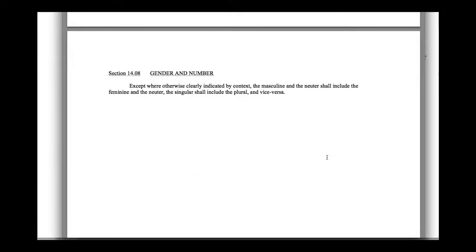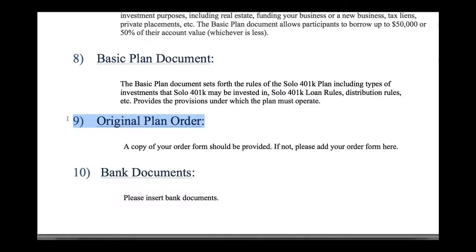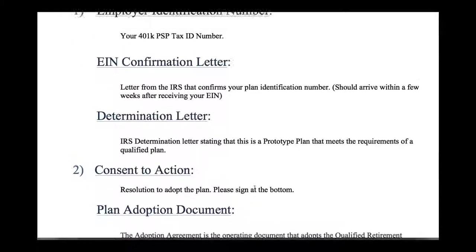Next tab is tab number 9, original plan order, which is your order form when you initially set up and ordered your plan. And number 10 is the bank documents. So whenever we coordinate with the particular bank for your retirement plan, just start putting your bank documents inside tab 10 so you have it readily available. And that is the big, scary binder that you received, just going through it step by step.